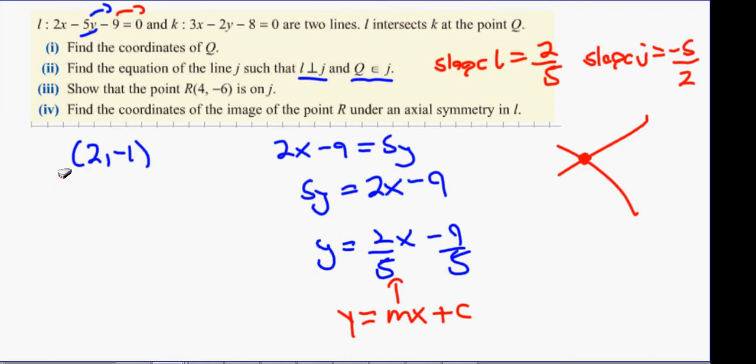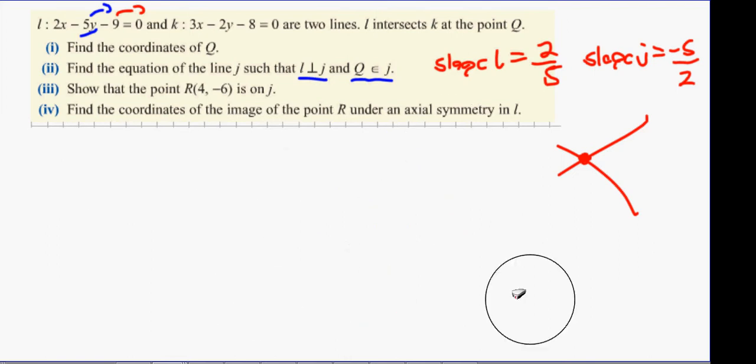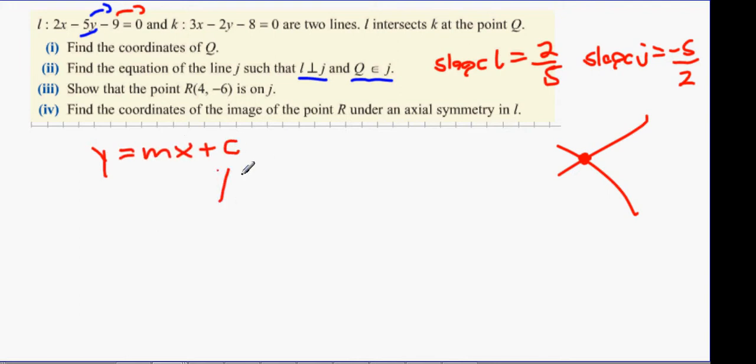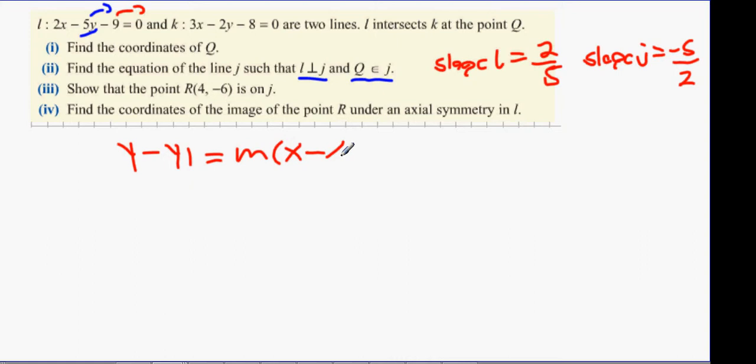Okay? Now that I know the slope, I write down the equation of a line formula. Y equals mx plus c will not help me, because I don't know where it intercepts the y-axis. I need to know the c value to use that, and I do not know it. Therefore, that equation is the wrong choice. The correct choice is y minus y1 equals m bracket x minus x1. In this question the point is (2, minus 1), so x1 is 2, y1 is minus 1.